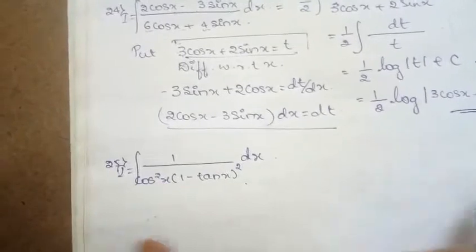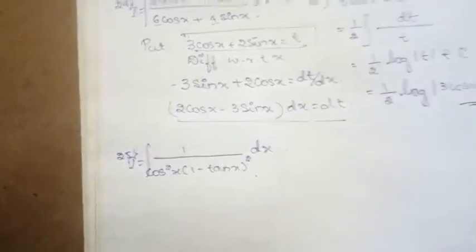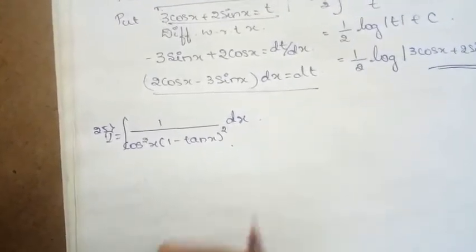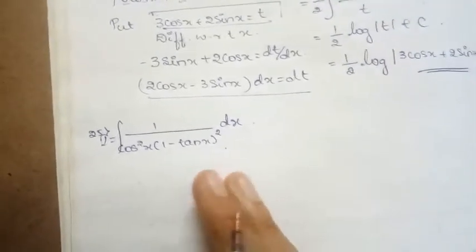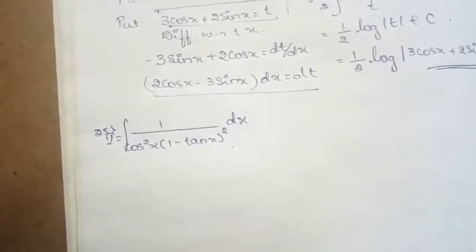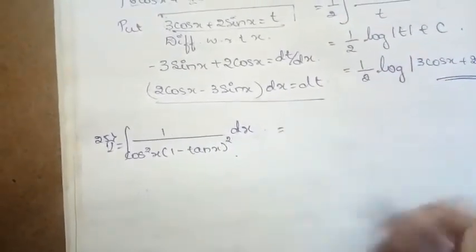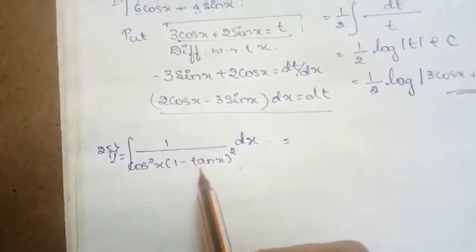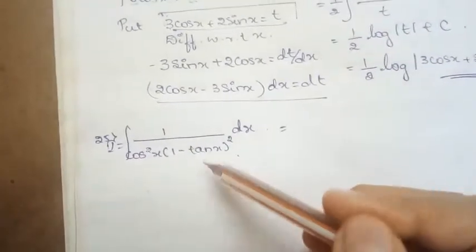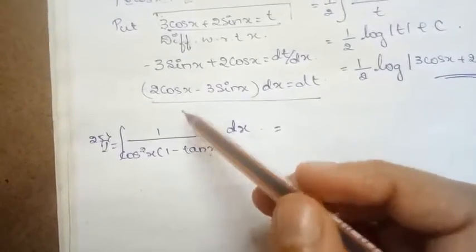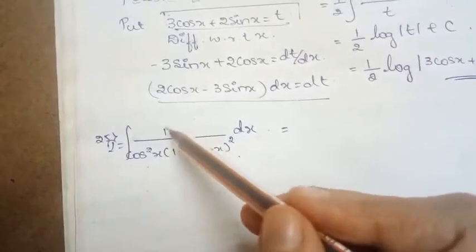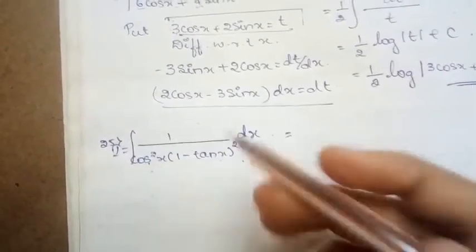So before proceeding to the substitution, watch the question carefully: what alteration or rearrangement can you make in the question so that solving it becomes simpler and easier? You can see here we have tan x, and the differentiation of tan is secant square x, but we don't have any secant square x. We have 1 by cos, and we know that 1 by cos is secant, so 1 by cos square x becomes secant square x.